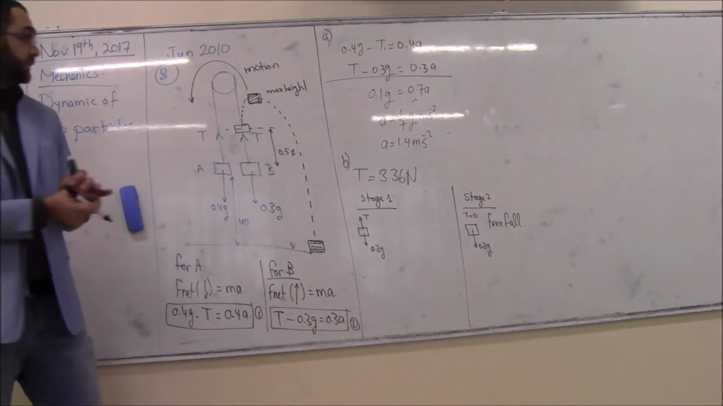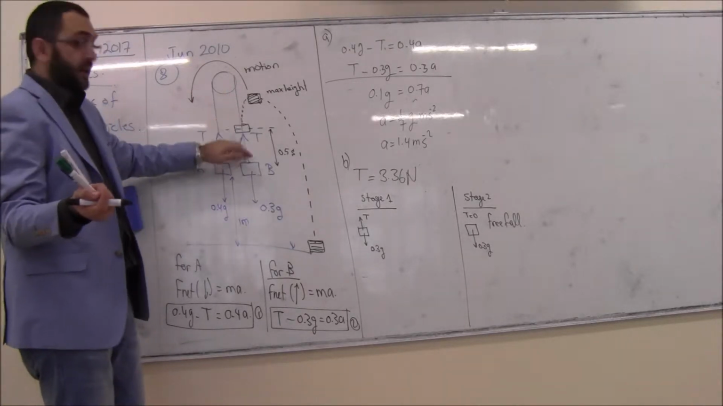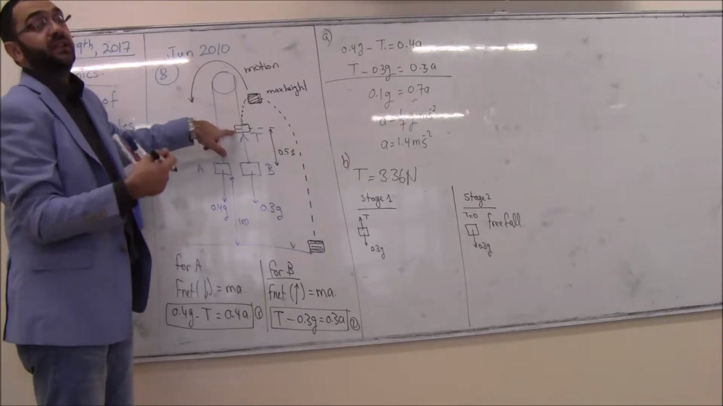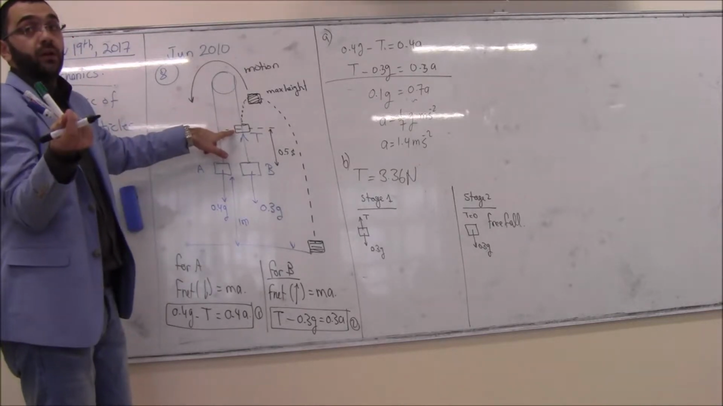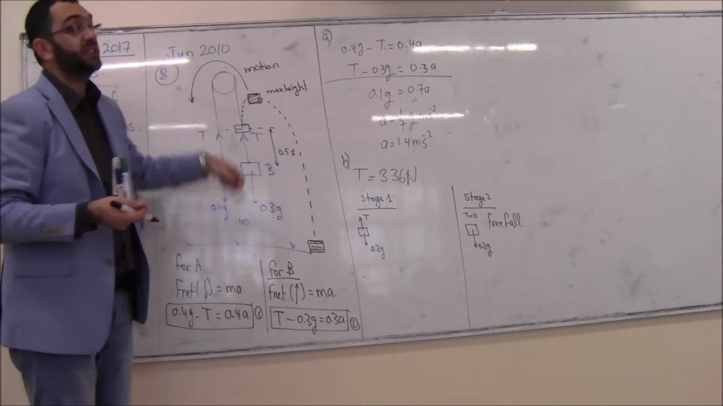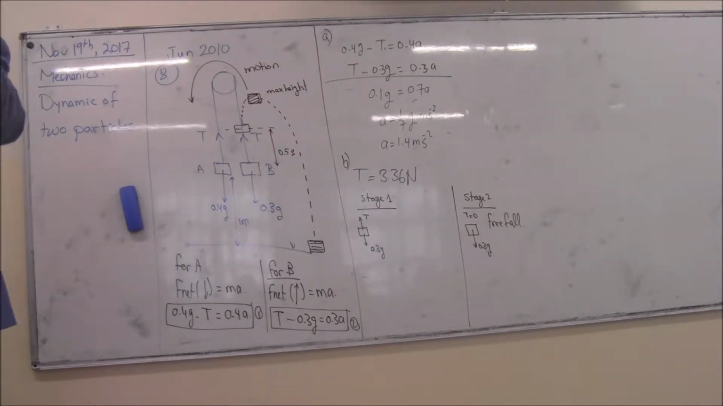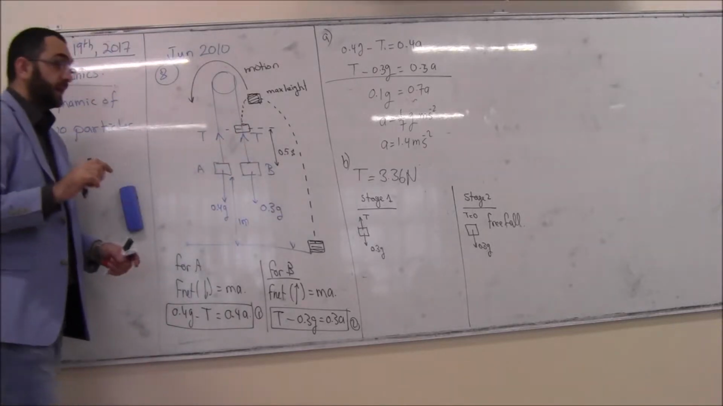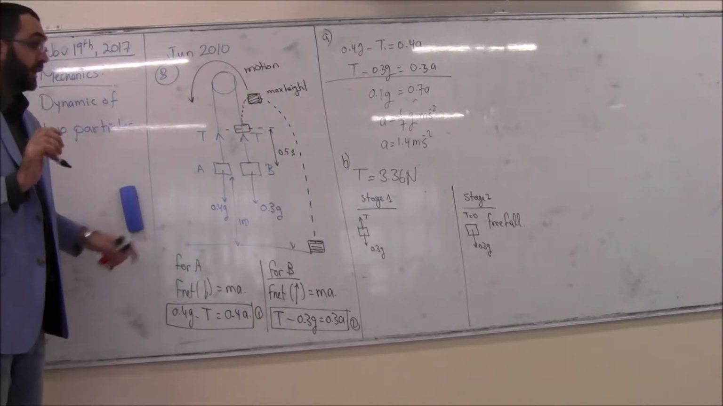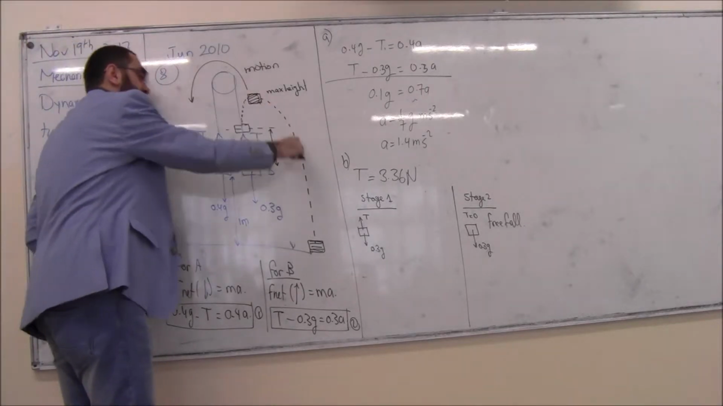The string is broken in stage 2. No matter. After 0.5 seconds, the string is broken. No matter where. The main point here is, the string is no longer what? It no longer actually acts on what? On B.